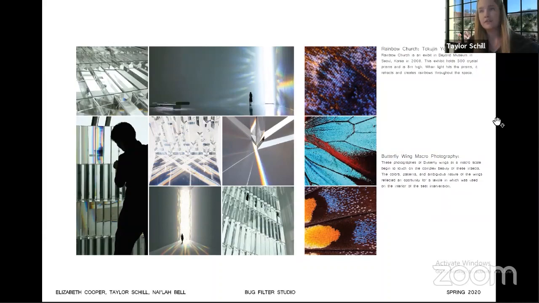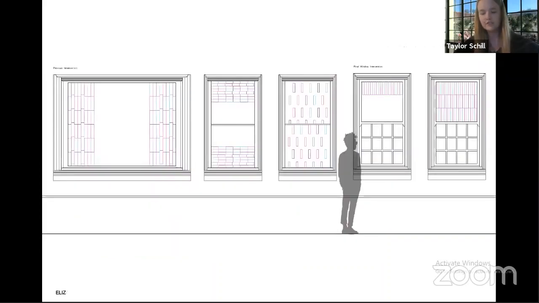Considering these precedents, we developed multiple window iterations of this intervention, exploring how these crystals within the window could create different casts of light in the space. We ended up on two different iterations that have a different purpose and dominance within the studio in Goldsmith. Goldsmith is a historical building, and we wanted to honor the existing windows while creating an artistic intervention of our bug vision research.